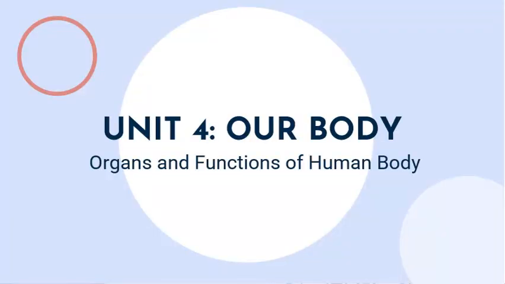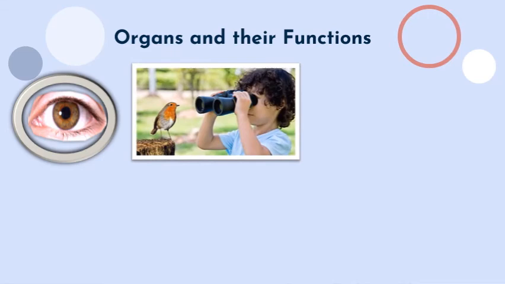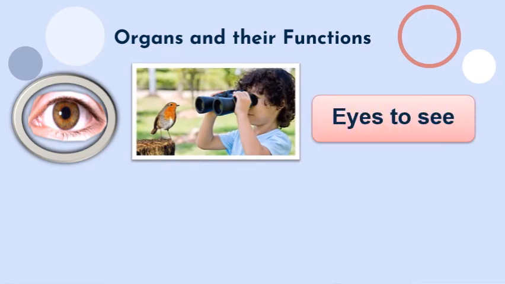Unit 4, our body. Today, we are going to learn the organs and functions of the human body. Organs and their functions. First, we have eyes. Eyes are to see. Look at the picture. The boy is looking at the bird. He is using his eyes. Eyes to see.